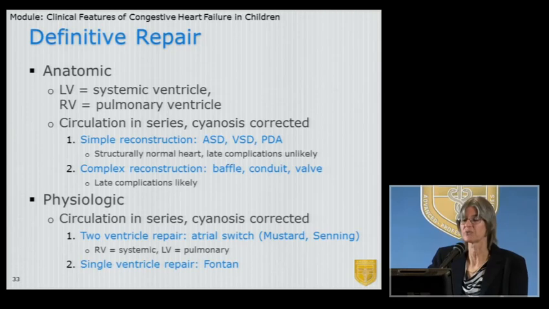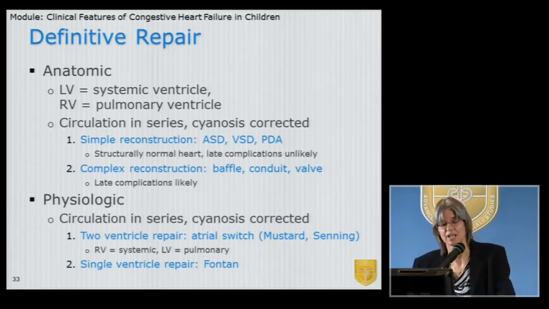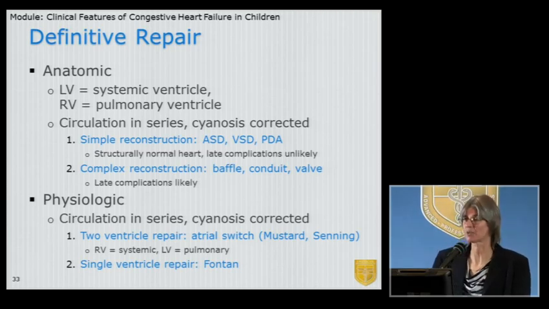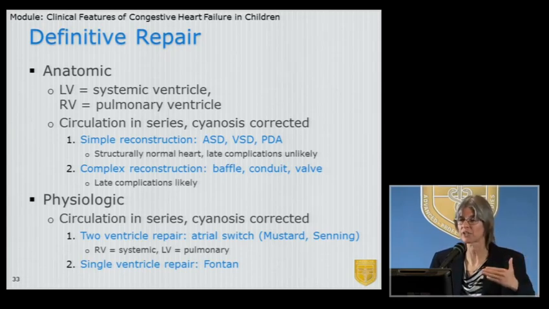So when we talk about definitive repair, things that really fix the underlying problem, you have to differentiate between the so-called anatomic repairs and the physiologic repairs. Anatomic repair means that we have a left ventricle that is the systemic ventricle, supports the systemic circulation, and the right ventricle that is the pulmonary ventricle, supports the pulmonary circulation. Your circulation is in series, which means the blood goes first to the pulmonary circulation, returns to the heart, and then enters the systemic circulation, and you are not cyanotic. This is an anatomic repair.